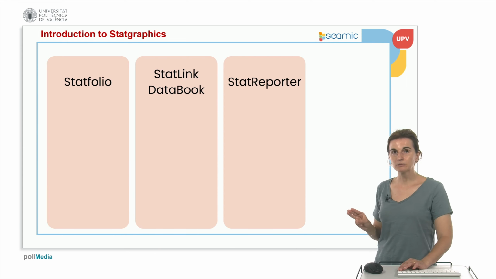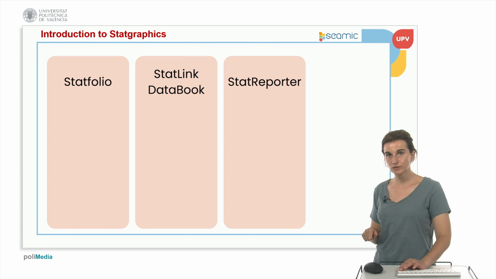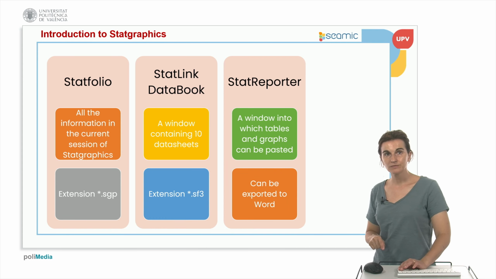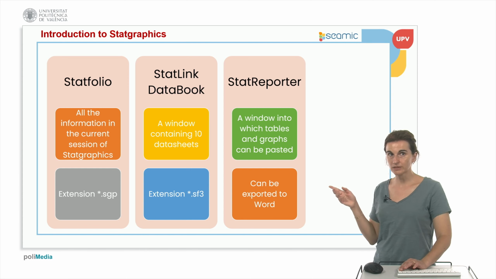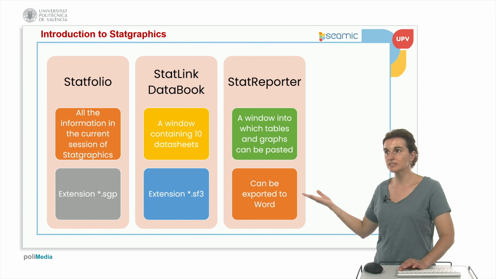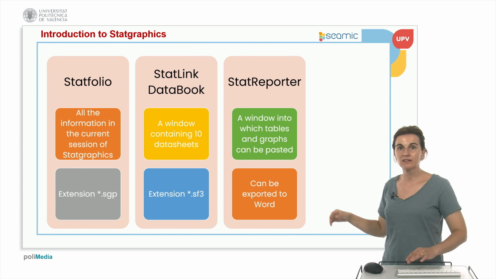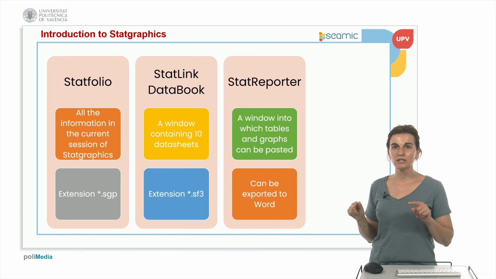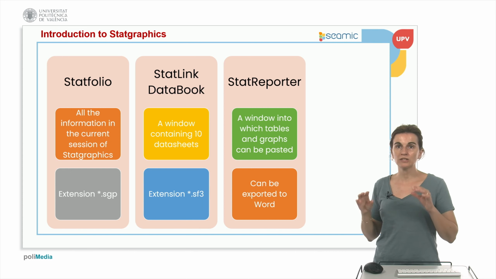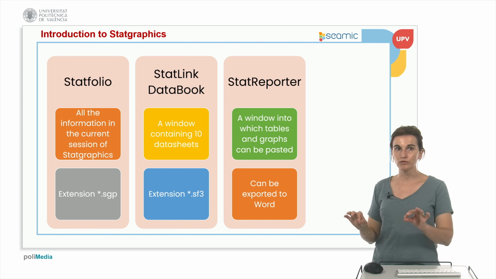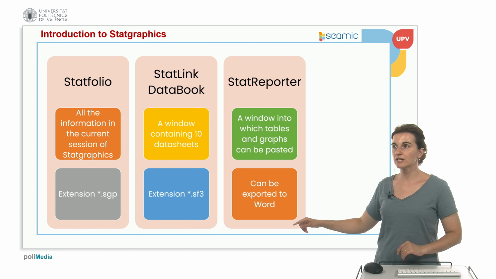The 3 basic types of files that you will need to learn for StatGraphics are the StatFolio, the StatLink databook, and the StatReporter. When you're going to save these results, one thing is the databook containing the data alone, and then the StatFolio is the collection of all files and analyses that we're generating using this data. So the StatFolio contains all the information that was generated in the current session of StatGraphics. If you are going to save a StatFolio, my recommendation is that you keep just those analyses that were finally useful for you, and this StatFolio will have an extension SGP.